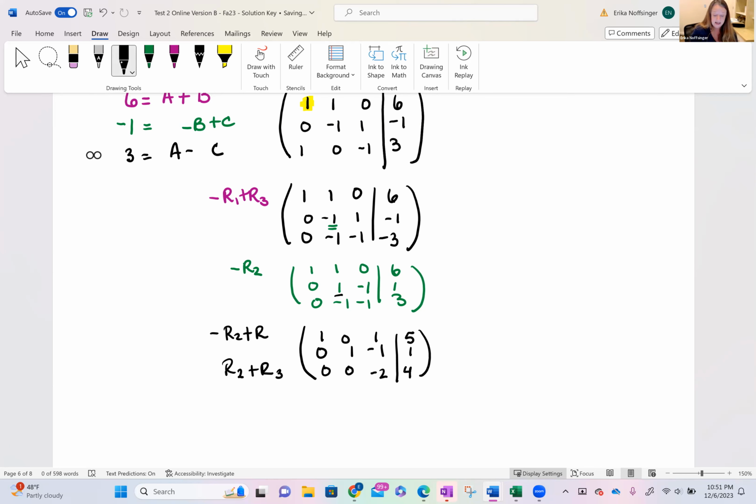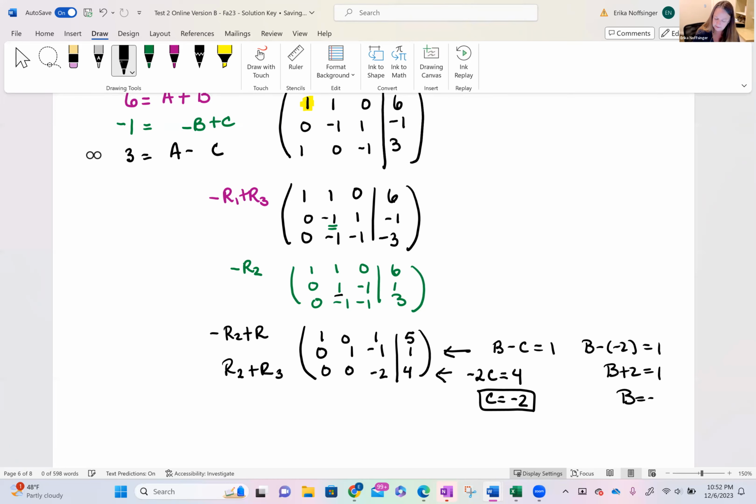So looking at this, I can read this off, that last row, I have negative 2c equals 4. So divide both sides by negative 2, I get c equals negative 2. This other row right here is b minus c equals 1. But if c is negative 2, I would have b minus a negative 2 equals 1. So b plus 2 equals 1. So b is negative 1.